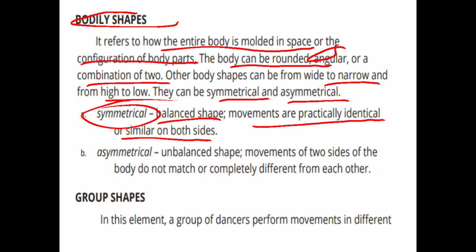When we say asymmetrical naman, unbalanced shape. Movements of the two sides of the body do not match or are completely different from each other. Kung itaas nimo imong right nga kamot, ibaba nimo imong left nga kamot, so mura siya alternately. So that's what we call asymmetrical. Ha? Okay, group shapes.